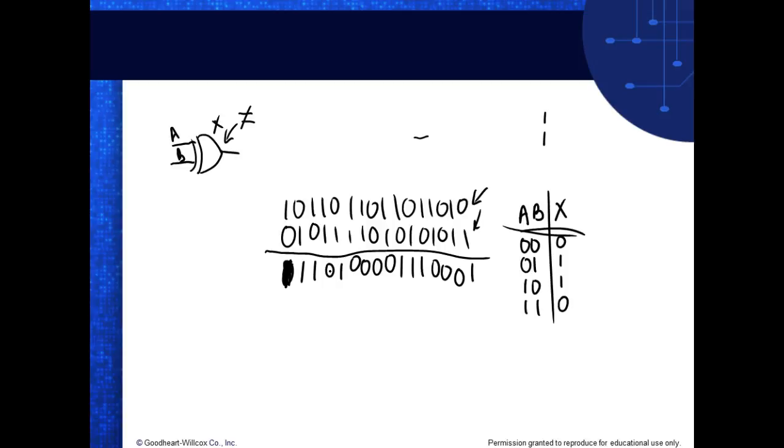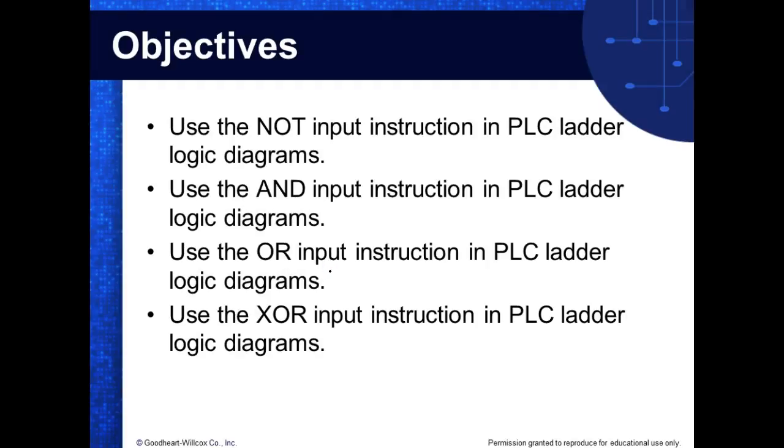So it says the basic instructions, and we'll come up here and look at this. So we have these basic instructions. We have a NOT, we have an AND, we have an OR, and we have an exclusive OR. What about the NAND? What about the NOR? And what about the exclusive NOR? But how would we get them? If these are the only ones Allen Bradley supports, how would we get them?